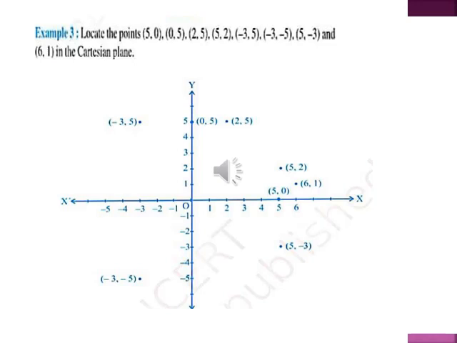Fifth point, (-3, 5): the x coordinate is negative and y is positive, so it is in the second quadrant. Then the point with x positive and y negative, that is (5, -3), lies in the fourth quadrant. And before that, the point (-3, -5) has both negative coordinates, and it is very easy to diagnose because with both negative, the quadrant is the third quadrant.